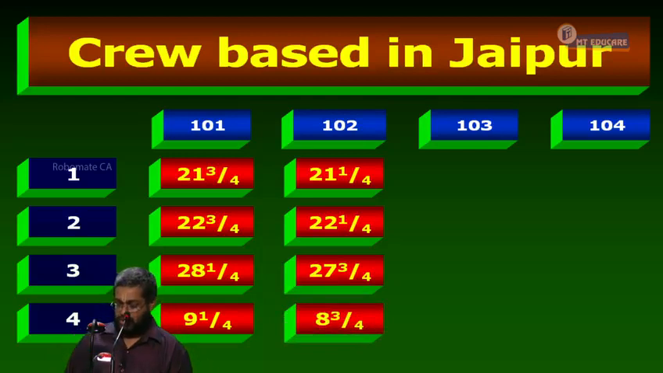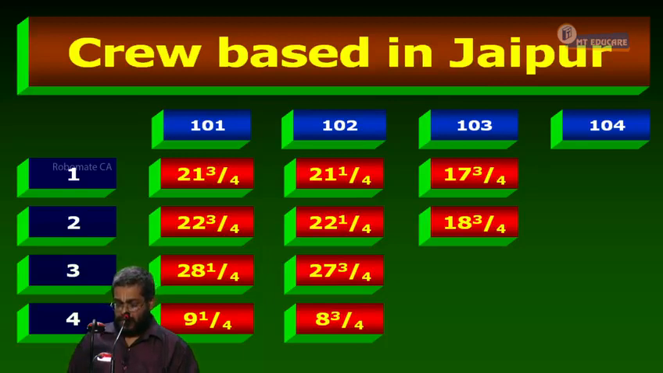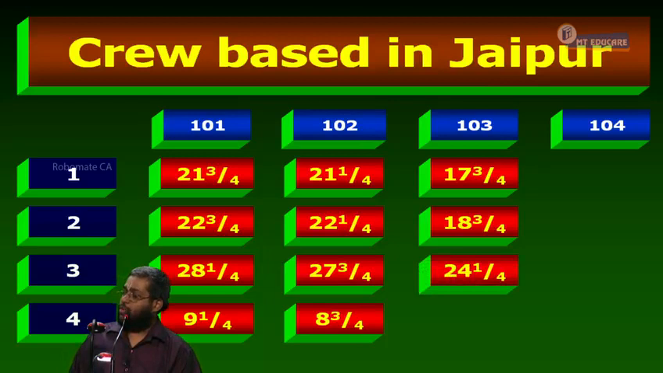Can I proceed? 103. 103 goes to Delhi at what time? 13:15. Afternoon 1:15. And tomorrow 7 o'clock. Today afternoon 1:15 to tomorrow morning 7 o'clock. What the distance here? 17, 3 by 4. Today 1:15 to tomorrow what time? 8 o'clock. Is how much? 18, 3 by 4. Today 1:15 to tomorrow 1:30. Is how much time here? 24, 1 by 4. 1 day and 15 minutes extra.